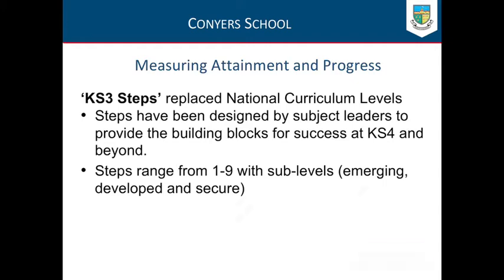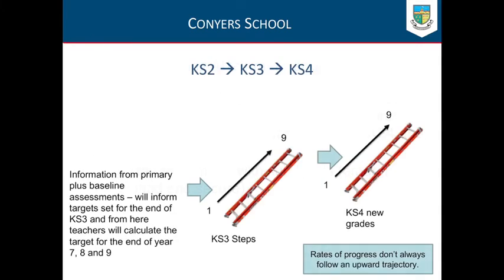In terms of how these equate to Key Stage 2 and Key Stage 4, we use the information from primary schools plus the baseline assessments that Year 7s do when they get to Conia's school to inform the targets set for the end of Key Stage 3. And from here, teachers will calculate the target for the end of Year 7, 8 and 9, and these will be included on the monitoring report that comes home to you.